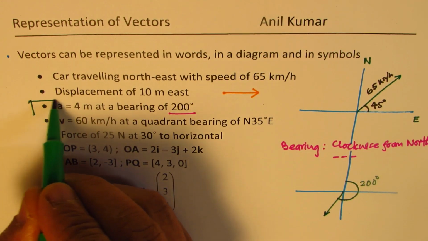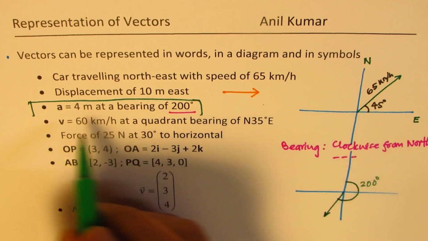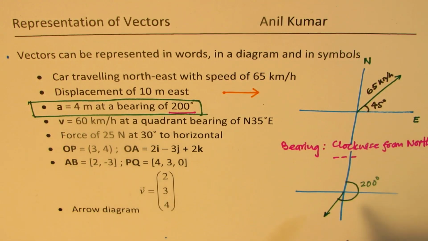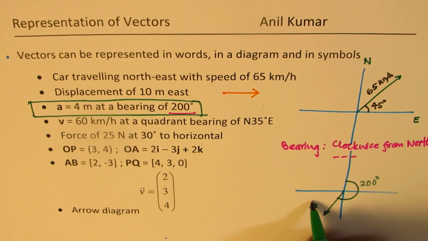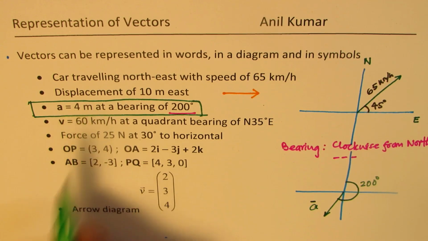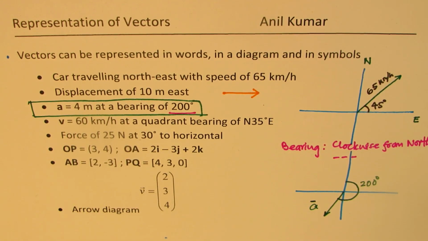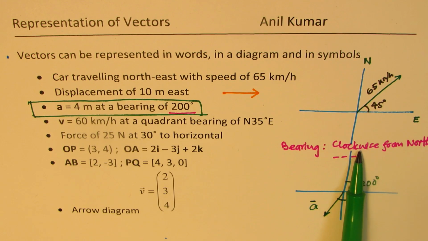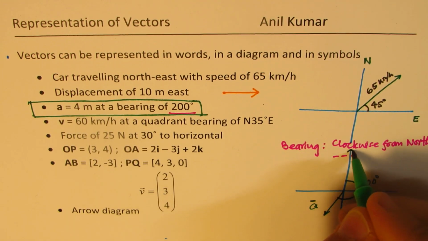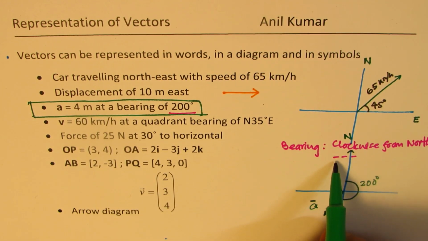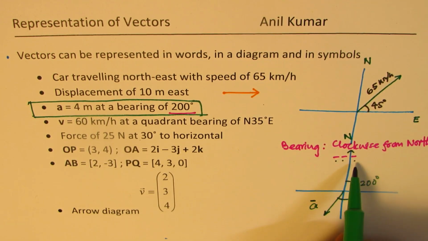So we could represent vector A, which is 4 meters at a bearing of 200. So this could be our vector A, and the length will be proportional to 4 meters. Is that clear to you? Right? So that is how you show bearing angles. So again, bearing angles are measured clockwise from north, right? So this is your north. So it is measured clockwise from north. They are always written to three places in hundreds.